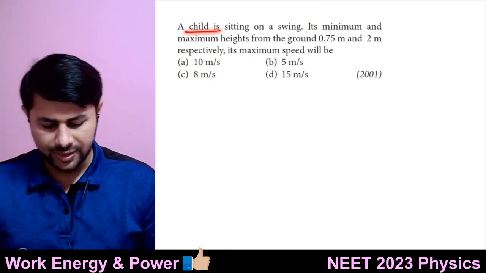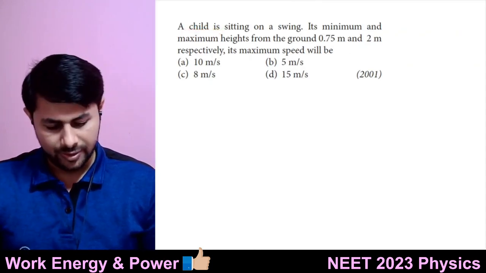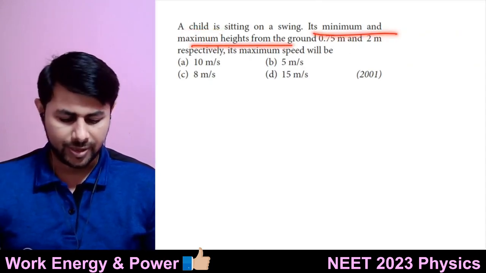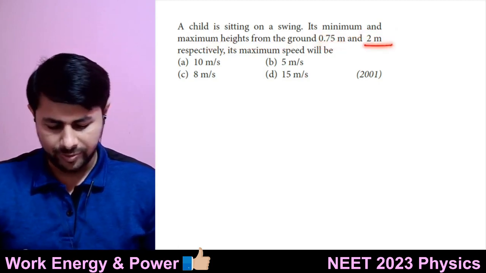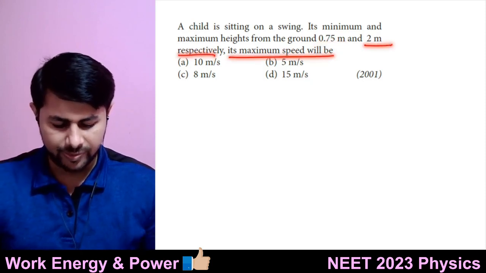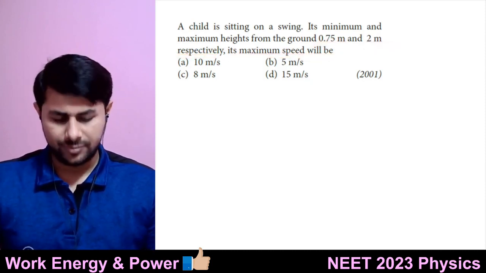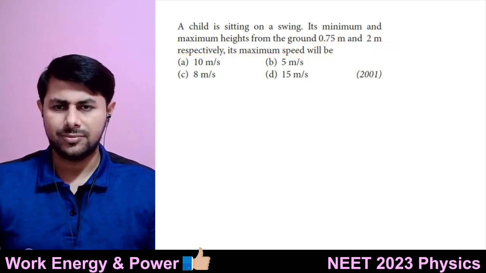Okay, next question. A child is sitting on a swing. Its minimum and maximum heights from the ground are 0.75 meters and 2 meters respectively. Its maximum speed will be? So this is simple.